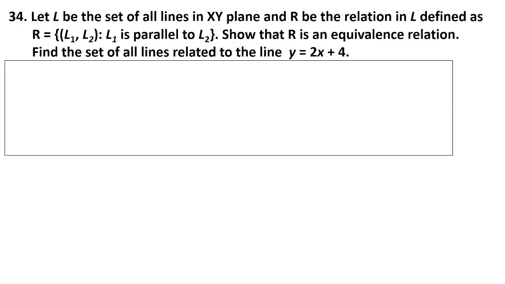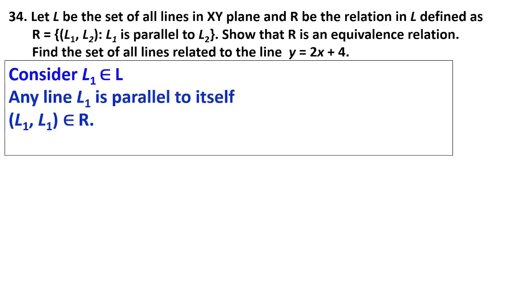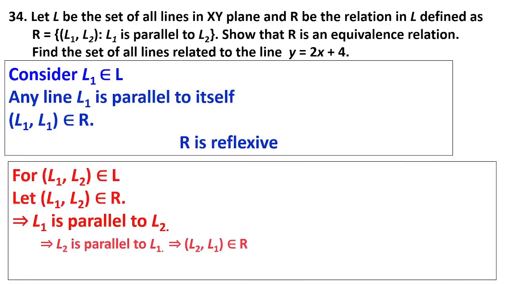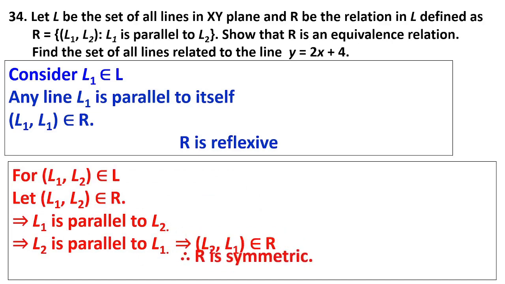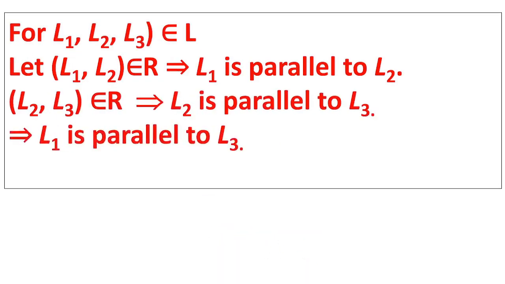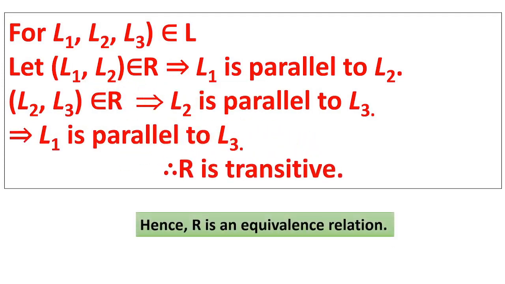Question number 34. L is the set of all lines. We have to check whether the given relation, that L1 is parallel to L2, is an equivalence relation. A line is parallel to itself, therefore it is reflexive. If the first is parallel to the second, the second is parallel to the first, therefore it is symmetric. If the first is parallel to the second, and the second is parallel to the third, then the first is parallel to the third, therefore it is transitive. It is an equivalence relation.